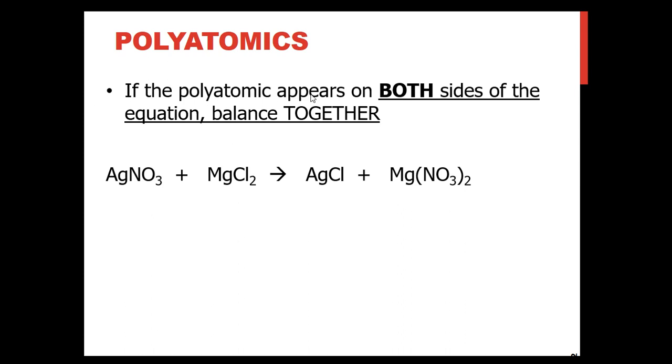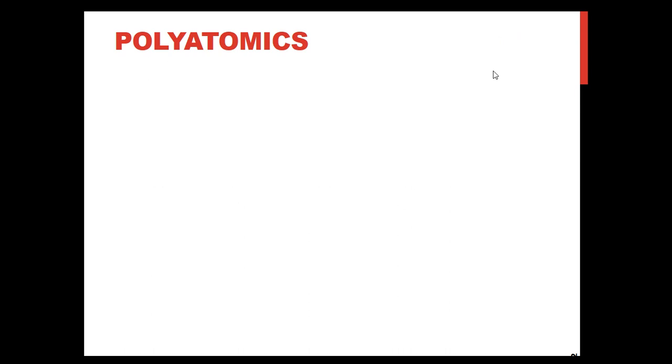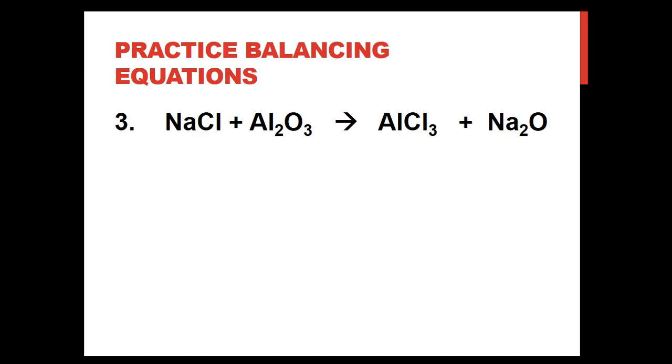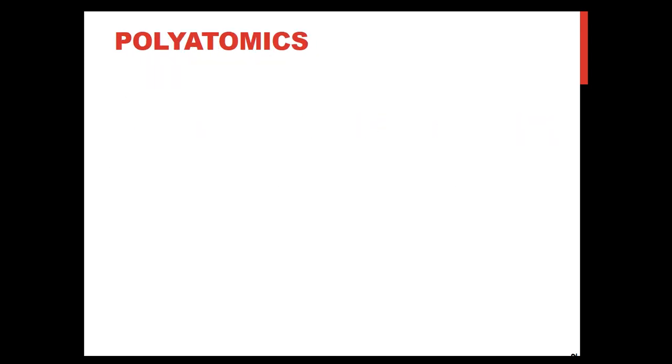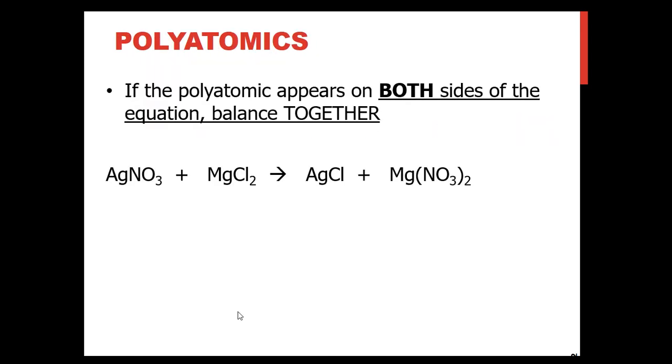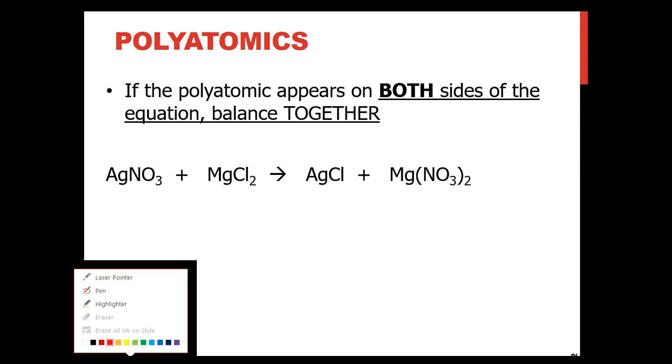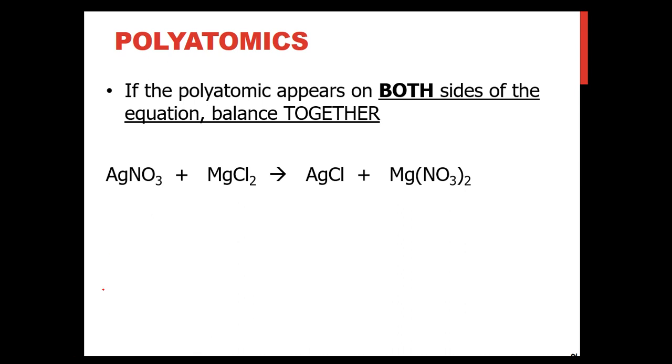If you have a polyatomic that appears on both sides of the equation, you can balance those together. And it will make your life so much easier if you do, okay? Do you remember all those polyatomics that I made you guys memorize? So NO3, NO2, PO3, PO4, OH, all of those guys. And it'll be easy to see because I'll show you. So let me pull out my pen.